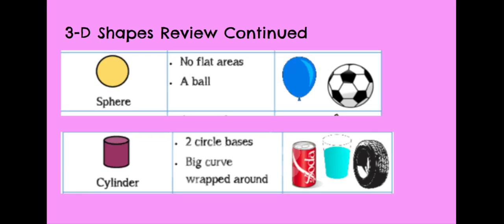Lastly is the cylinder. It has 2 circle bases, one on top and one on the bottom, and a big curve wrapped around. Some examples are a can of soda or a glass.